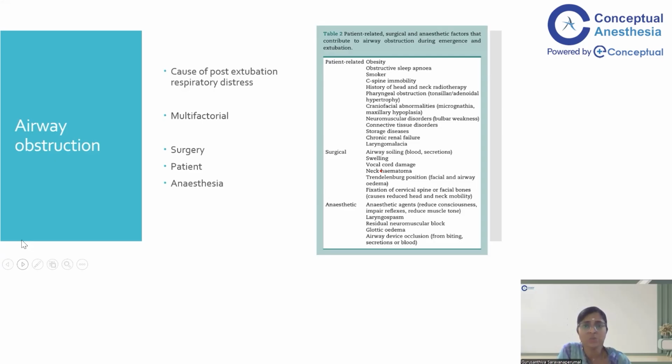And anesthetic factors would be reduced consciousness, impaired airway reflexes, reduced muscle tone, laryngospasm, residual neuromuscular blockade, glottic edema, and airway device occlusion from biting or secretion. So suppose the patient is put in a prone position and a tongue bite is not used, the patient is coming out of anesthesia and neuromuscular blockade, and if they have bitten the endotracheal tube, then you may land up with inadequate ventilation because the tube is blocked.